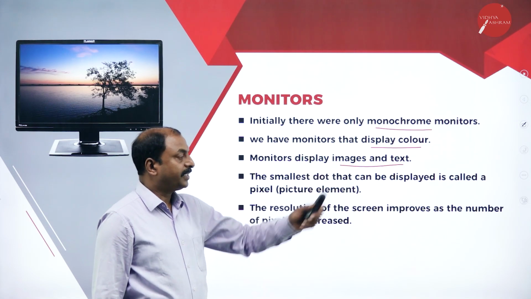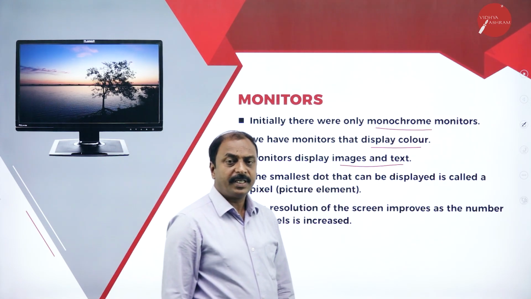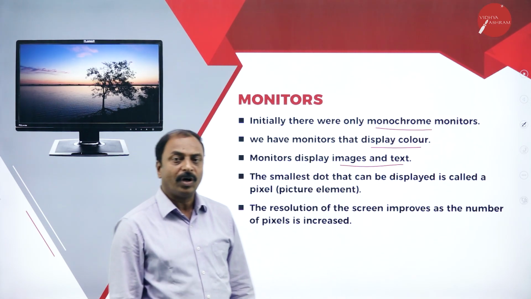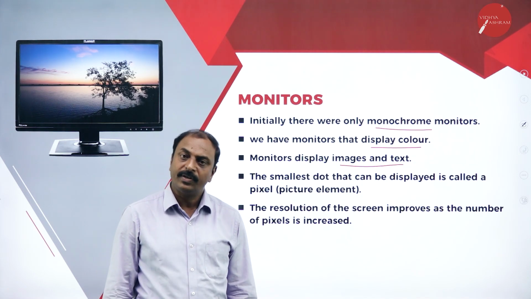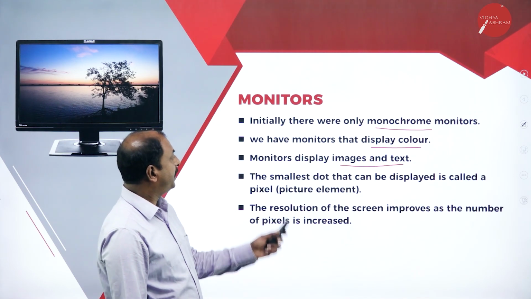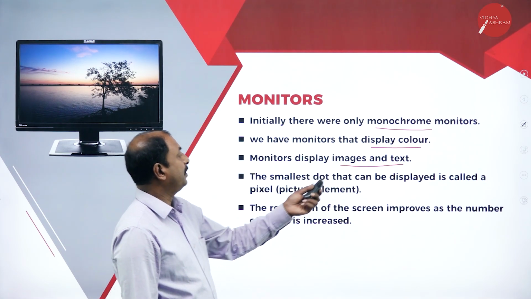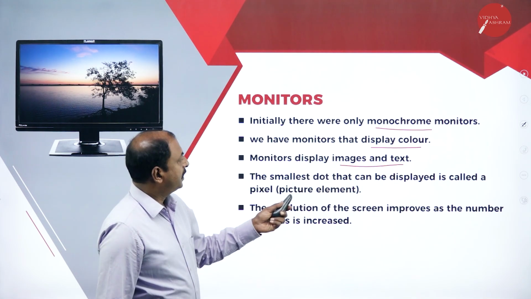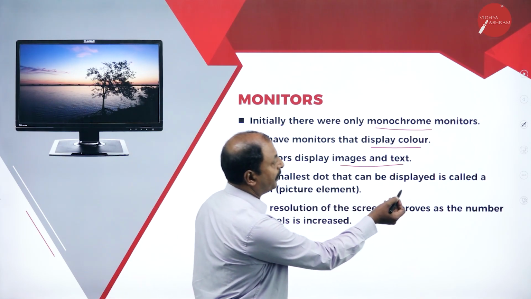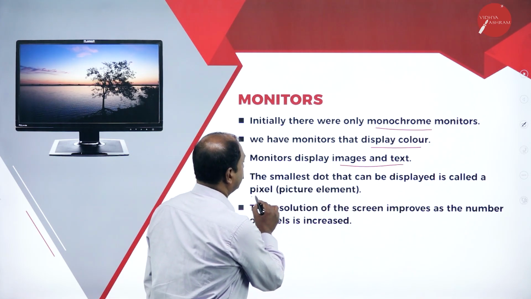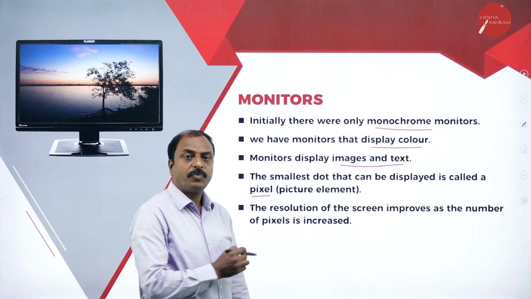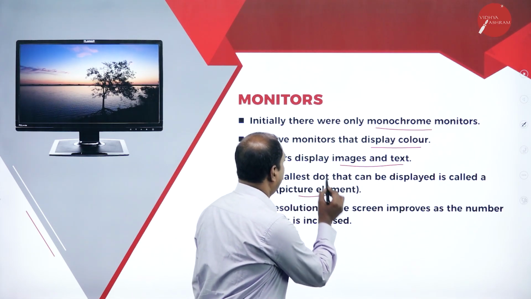This is what the result is. After data processing, the result may be in different forms. All those forms of information can be displayed through output devices or the monitor, and it can be images or text. The smallest dot that can be displayed is called the pixel. The full form of pixel is picture element.